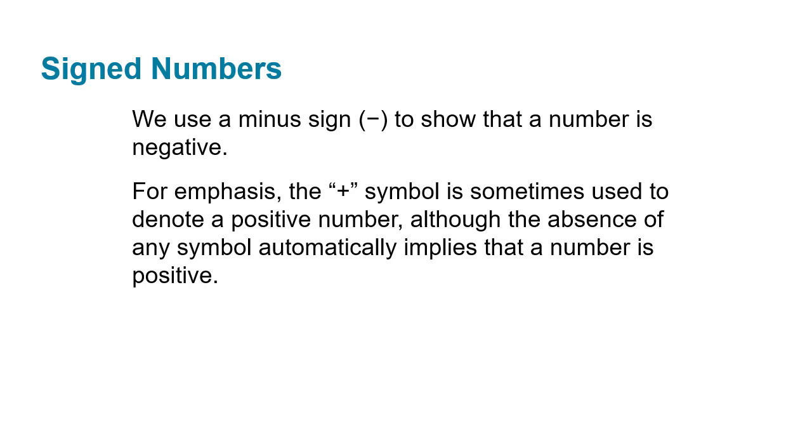We use a little minus sign to show that a number is negative, and sometimes for emphasis you can put a plus symbol in front of something to show that it's positive, although that is almost never used. Usually there's just an absence of any sign whatsoever in front of the symbol, and then that tells us that that thing is positive.